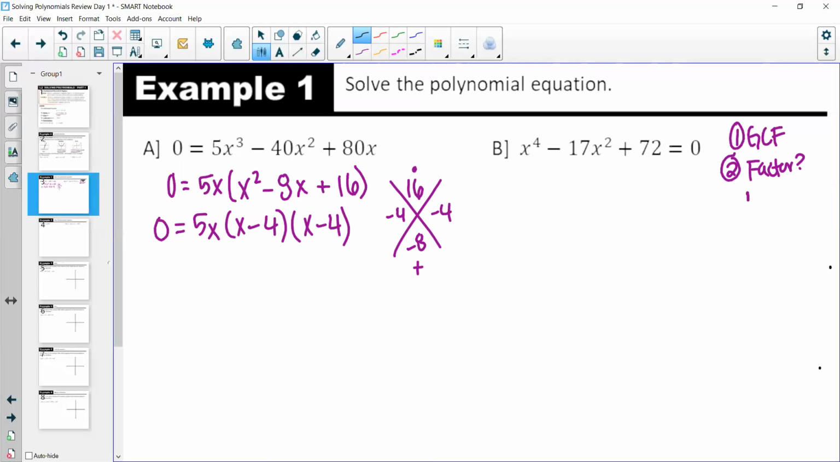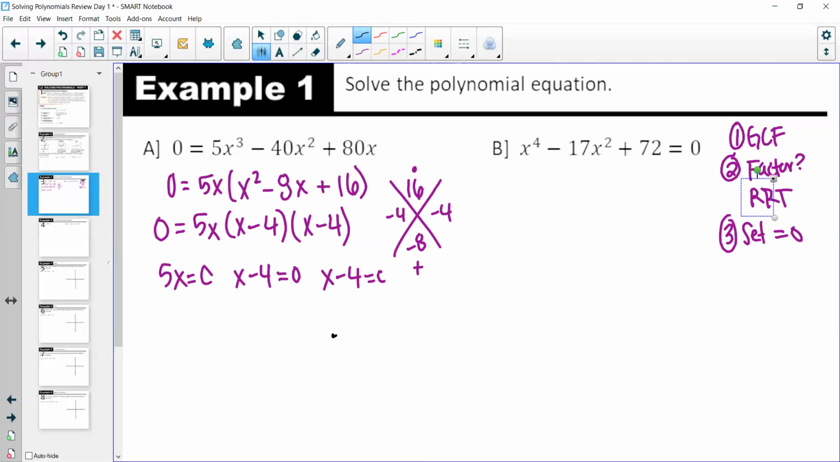If it doesn't factor, that's when we want to use that rational root theorem to then graph it and figure out where those options are. Then our third step is to set each part equal to 0. So when we factor, we're going to set each part equal to 0. So 5x equals 0, x minus 4 equals 0, and x minus 4 equals 0. Now notice how we factored them out as much as we possibly could before we set them equal to 0.